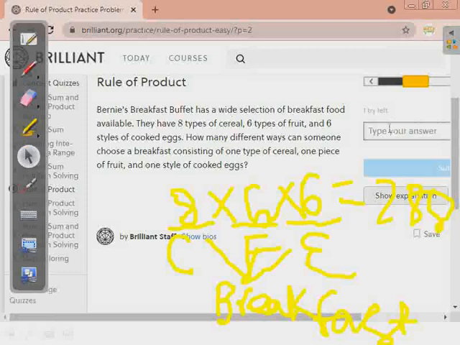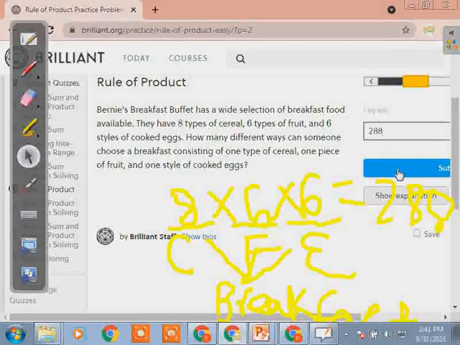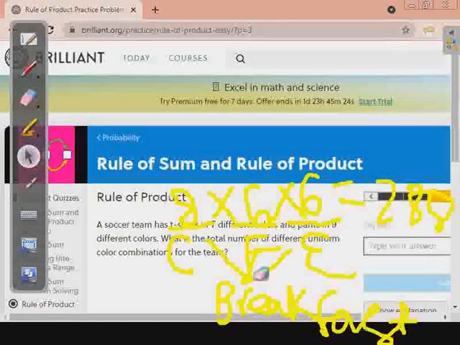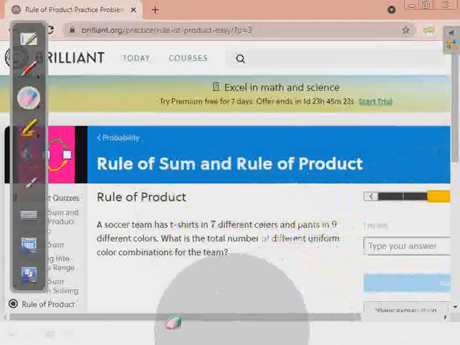I will type it here and submit, and it's the correct answer. I will do one more problem and leave the others for you.